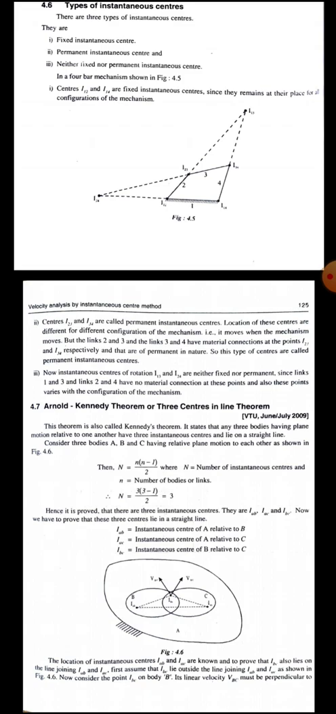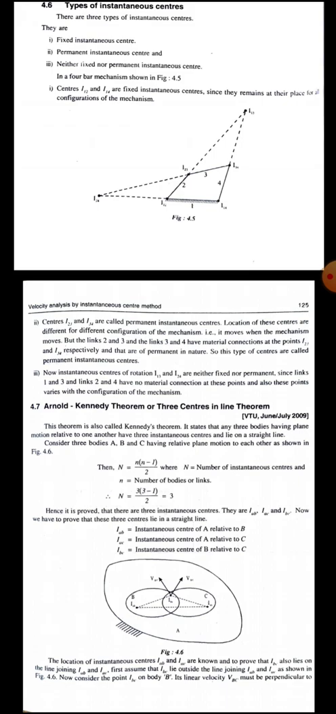The links 2 and 3 and the links 3 and 4 have multiple connections at points 2, 3 and 3, 4 respectively, and they are permanent in nature. So this type of centers are called permanent instantaneous centers.